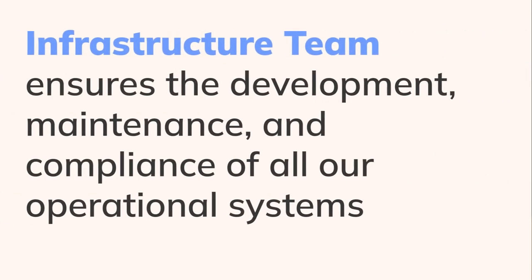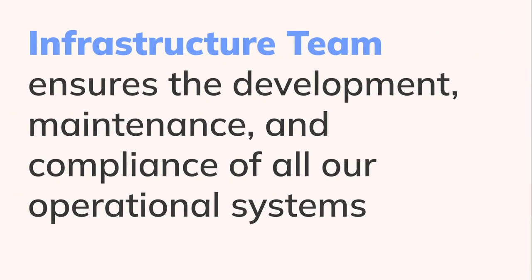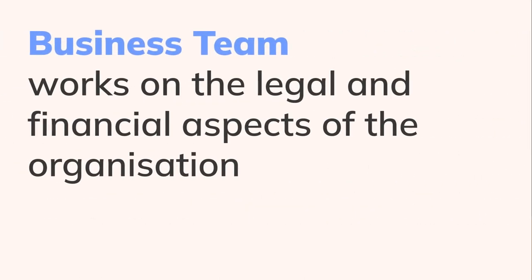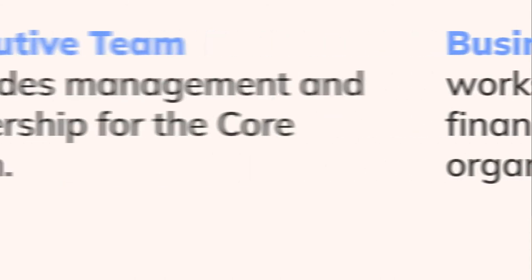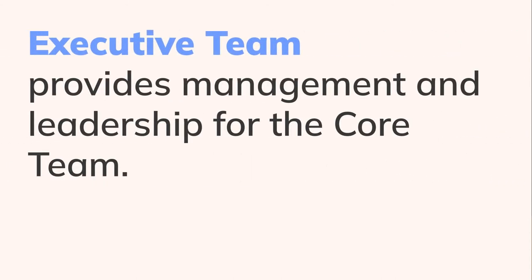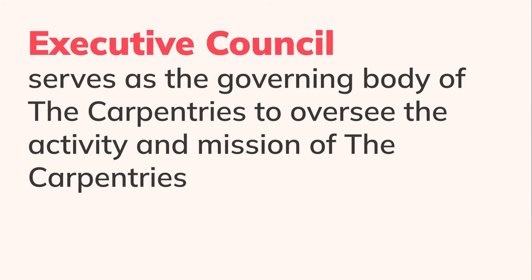The infrastructure team ensures the development, maintenance, and compliance of all of our operational systems. The business team works on the legal and financial aspects of the organization, and the executive team provides management and leadership for the core team, makes budget decisions, resolves challenges, manages personnel, and oversees all project work. The executive council liaises with the executive team and serves as the governing body of the Carpentries to oversee the activity and mission of the organization.